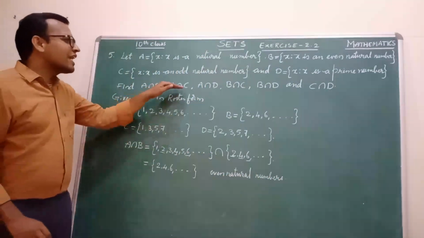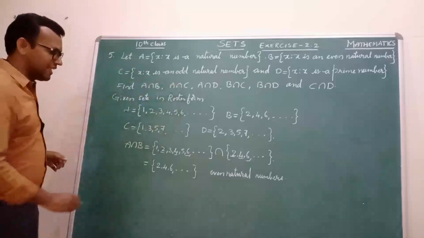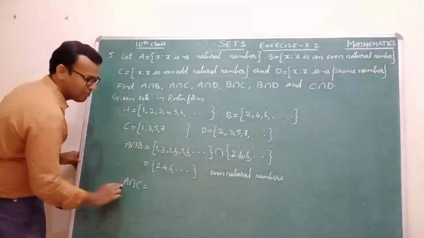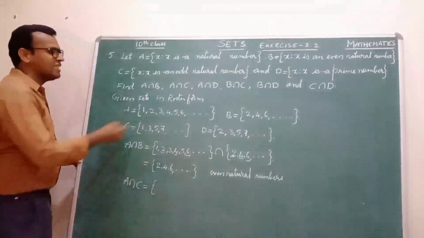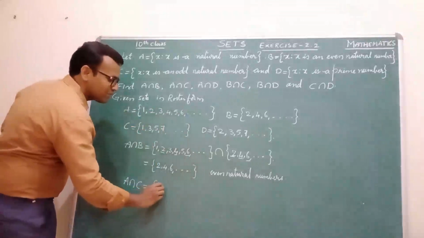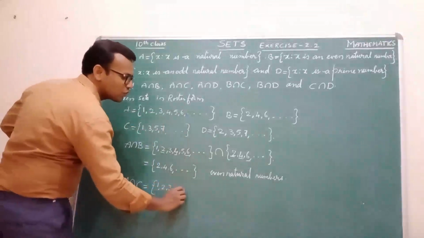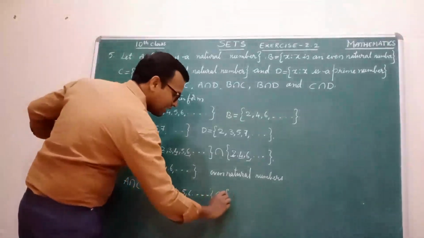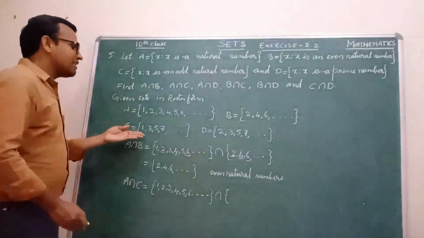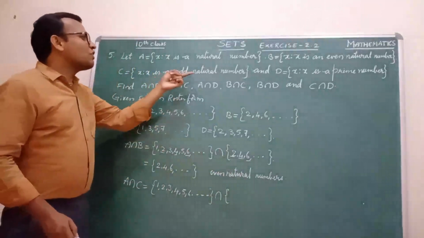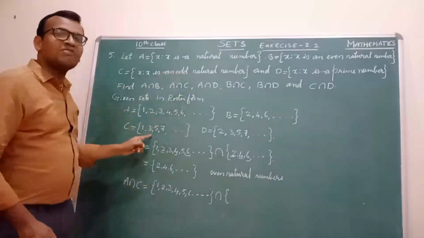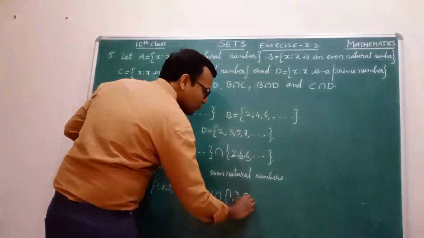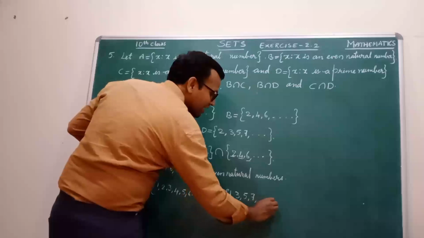Now let's see A intersection C, the second one. So we have to write set A initially. What is set A? Set of natural numbers 1, 2, 3, 4, 5, 6, and so on. Intersection C. What is C? C is the set of odd natural numbers, 1, 3, 5, 7, and so on.